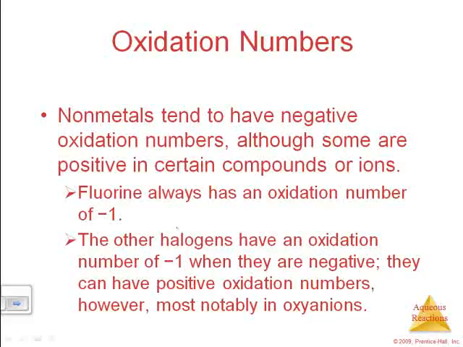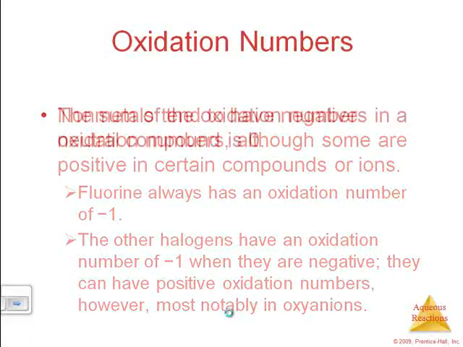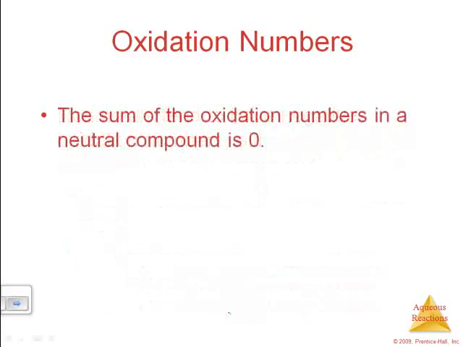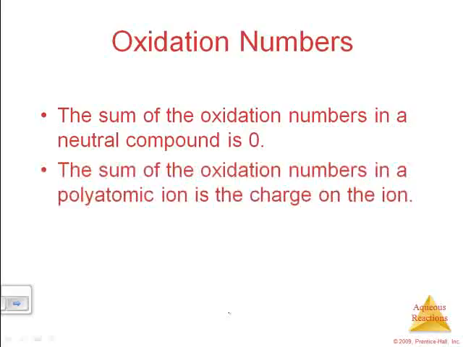An example would be the hypochlorite ion. Nope, that's the hypochlorite ion. Sorry. The sum of the oxidation numbers in a neutral compound is 0. If the overall compound or polyatomic ion has a charge, the sum of the oxidation numbers has to equal the charge on the ion.